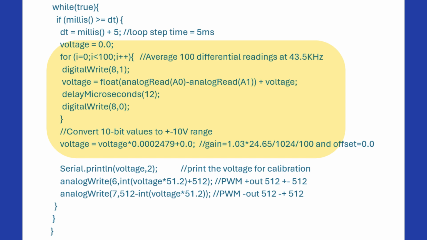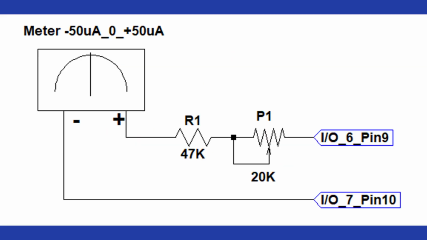The ADC input is averaged and scaled for gain and offset. The result is serial printed so we can adjust these parameters. The voltage is sent to the meter as a differential PWM signal. The meter full scale is adjusted with potentiometer P1. The needle must deflect at least 10 digits for both plus and minus 10 volts in.